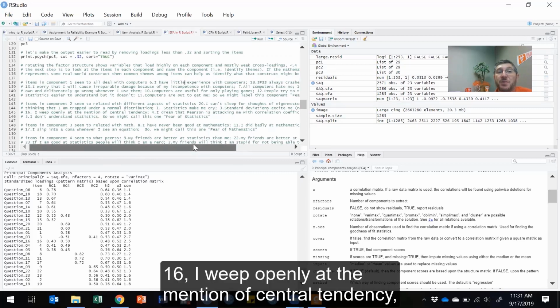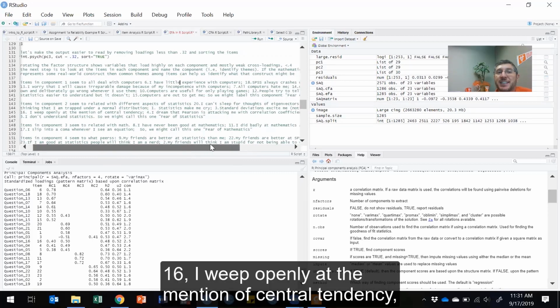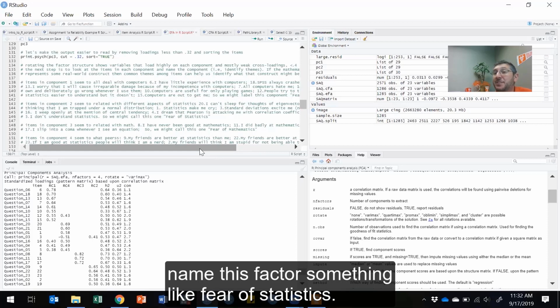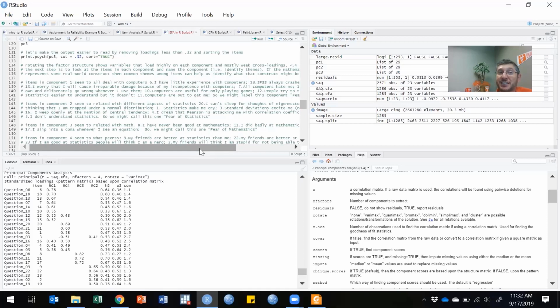16, I weep openly at the mention of central tendency. I dream that Pearson is attacking me with correlation coefficients. So we might call this one, name this factor something like fear of statistics.